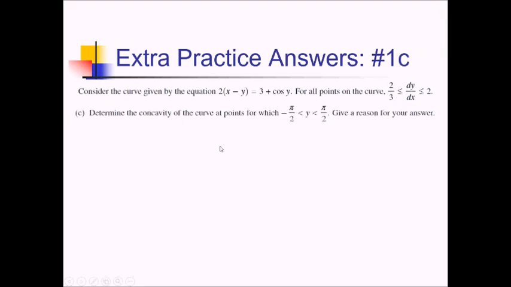On this part, they want us to determine the concavity of the curve at the points between negative pi over 2 and pi over 2, at least for y values, and of course give a reason. So for this one, let's first go back to that part A first derivative that they gave us. Again, that was 2 over 2 minus sine of y. If we're talking about concavity, we may not know exactly what we're supposed to do when we get there, but we at least need to figure out what the second derivative is.